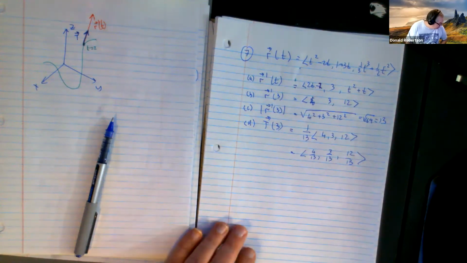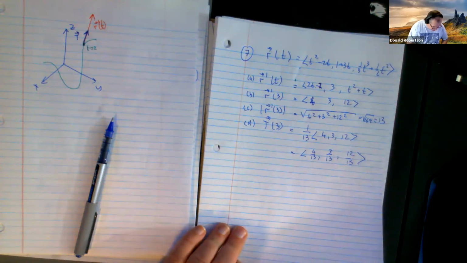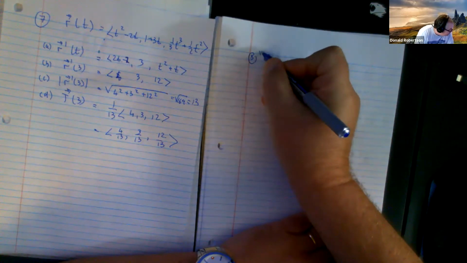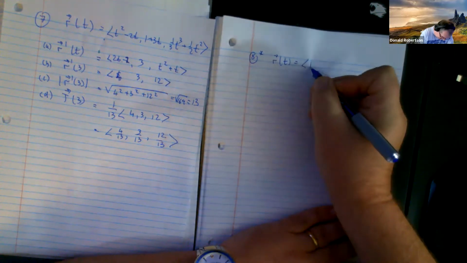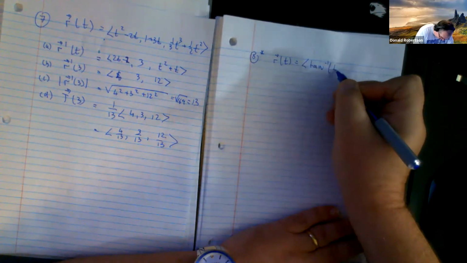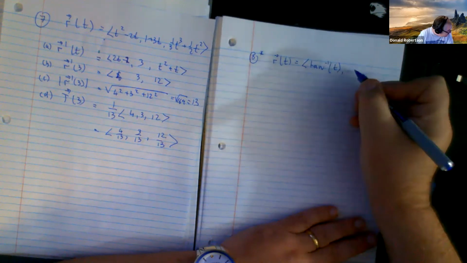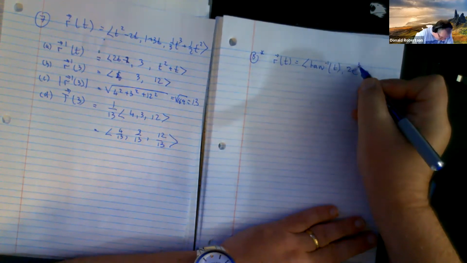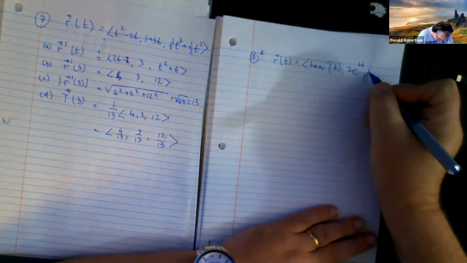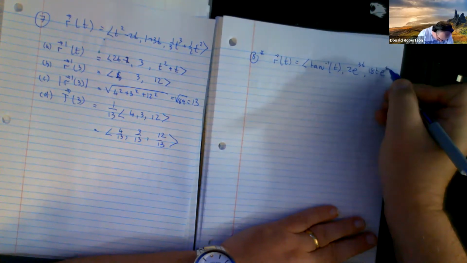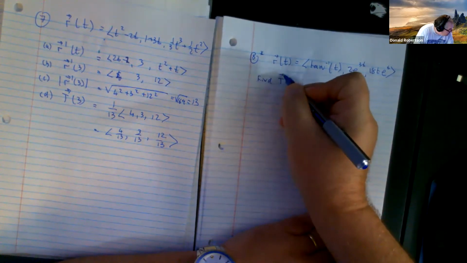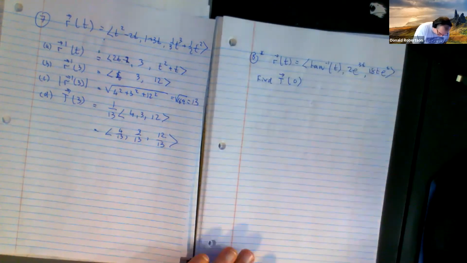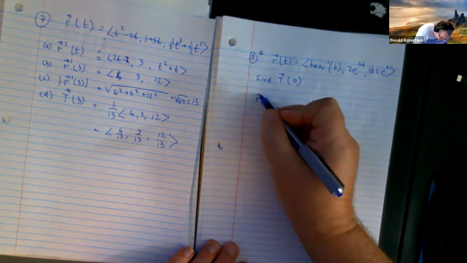So let me jump to another one of those questions. But this one's got all ugly pieces to it. And this is a version of question 8. And the space curve is the inverse tan of t, 2e to the 3t, and 18t e to the t. We're being asked to find the unit tangent vector at 0. So I'll find the derivative.